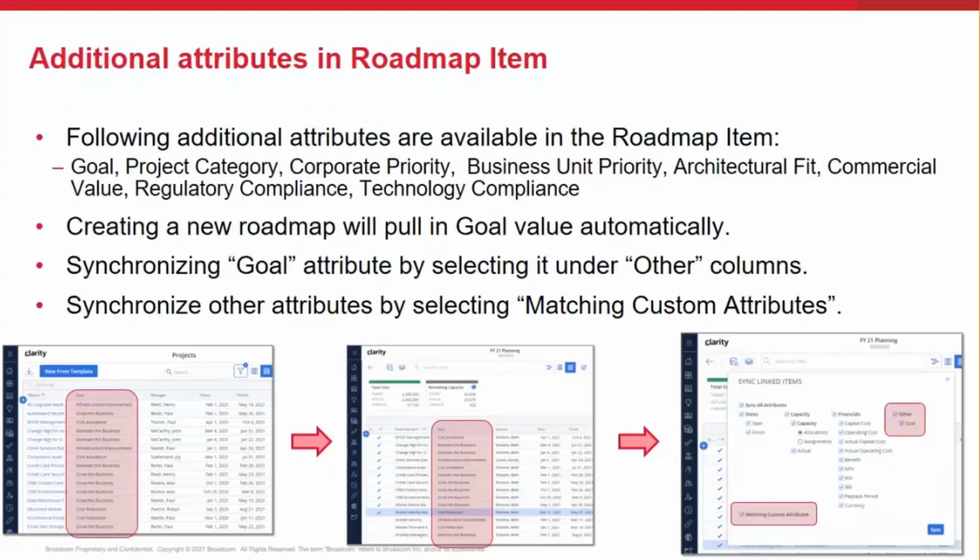For synchronizing these values, the goal attribute is available to be synchronized, listed in the other column for sync linked items. However, the rest of those prioritization attributes are synchronized when you select the matching custom attributes.